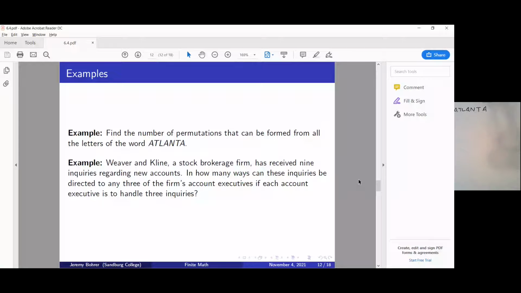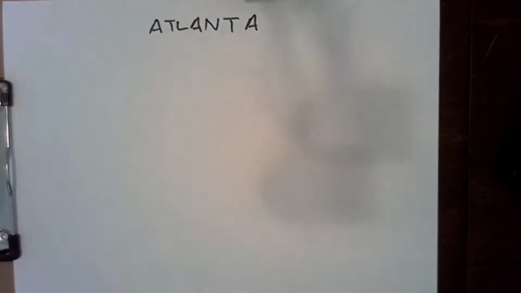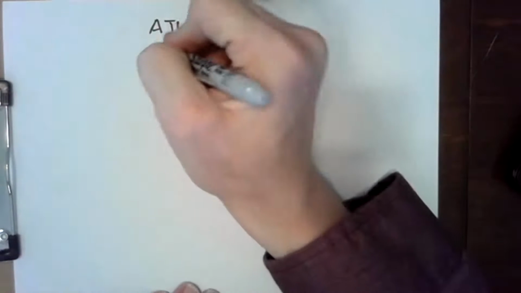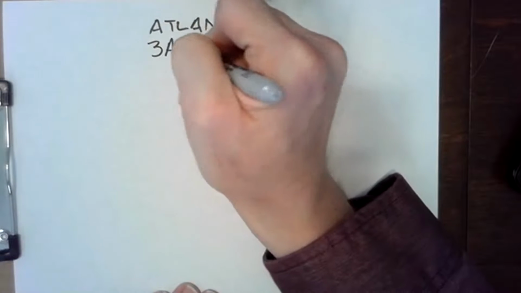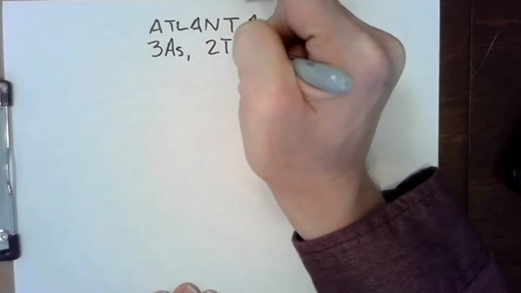In this video, we're going to look at these problems on page 12 of the 6.4 slides. First, we're asked to find the number of permutations that can be formed from all the letters of the word Atlanta. Now, when we look at the word Atlanta, we can see that there are 3 A's and 2 T's.